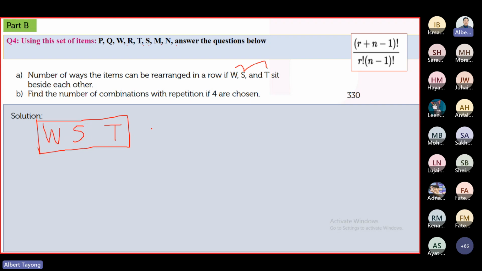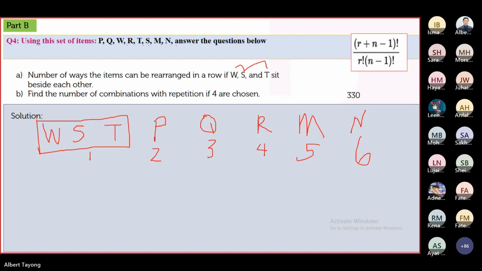Now we have P is the second. This is 1. Q as the third. W we have here already. R is the fourth. T, S we have here. And we have M and N. So we have 6. So what are we going to do? We have 6 factorial times 3 factorial.